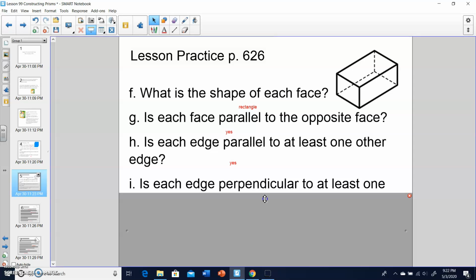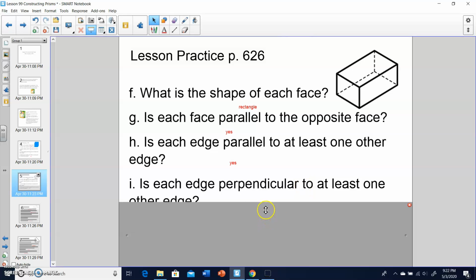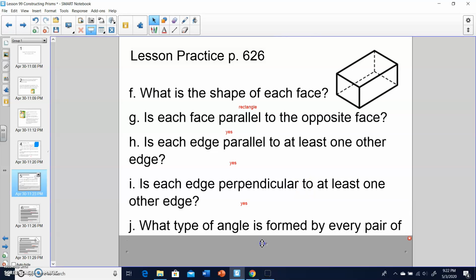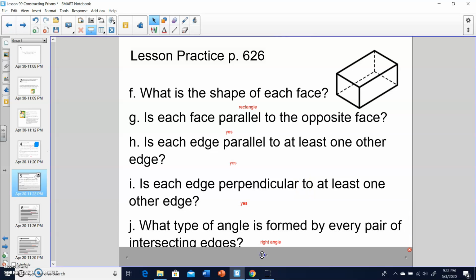Is each edge perpendicular to at least one other edge? So is this edge perpendicular? Yes. Can this edge be perpendicular? Yes. What type of angle is formed by every pair of intersecting edges? Again, right angles are the only angles formed with this rectangle. Okay, that's why it's a rectangular prism, because there's only right angles.